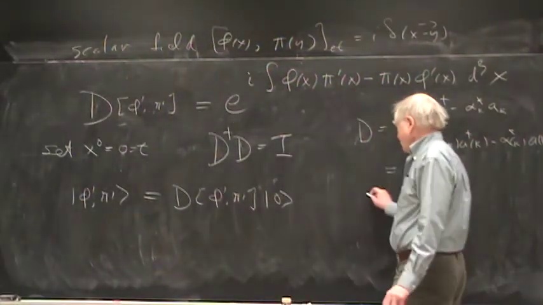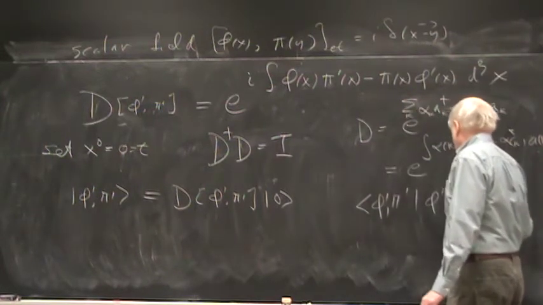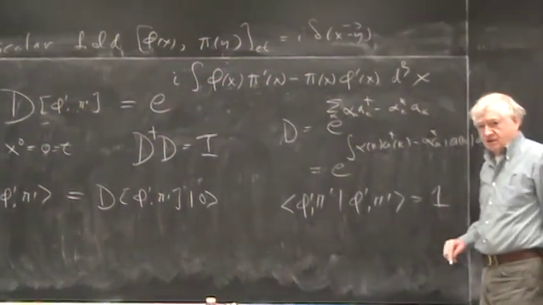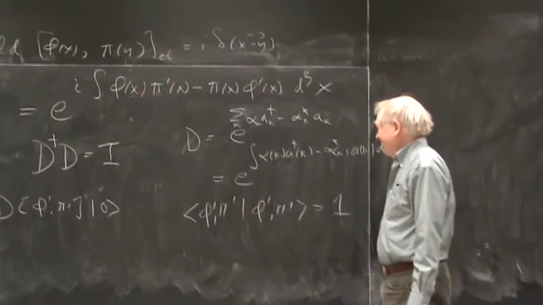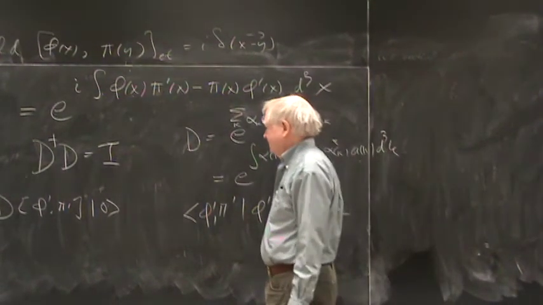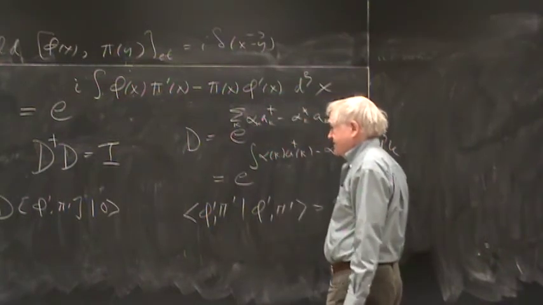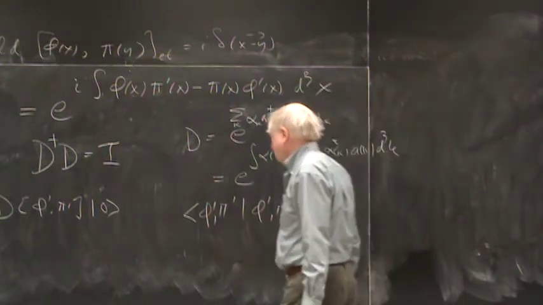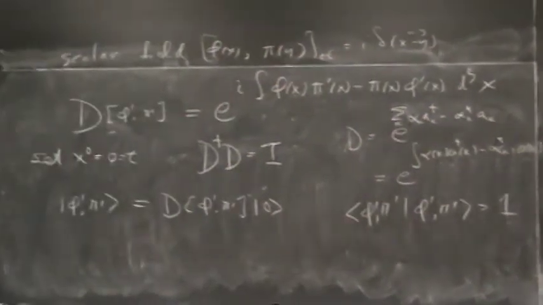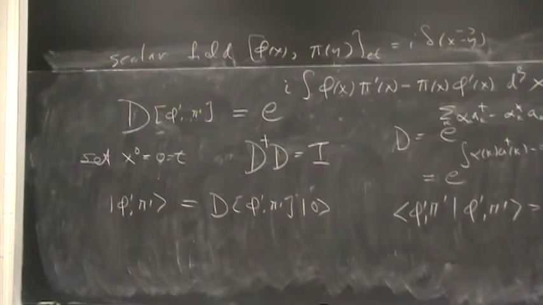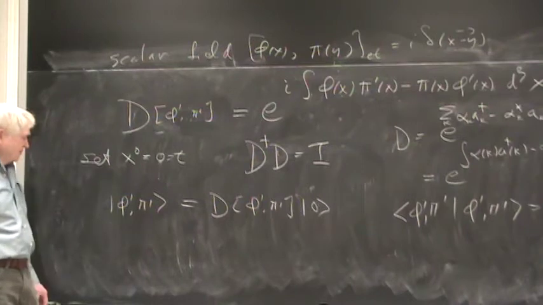This state has the property that it's normalized to unity. We normally normalize things too. The important thing is that it's an eigenstate of the positive frequency part of phi and pi with eigenvalues that are the positive frequency part of phi prime and pi prime.